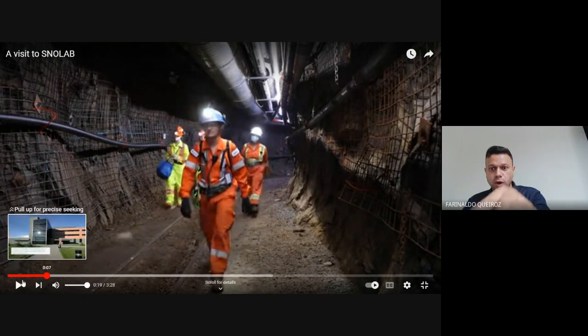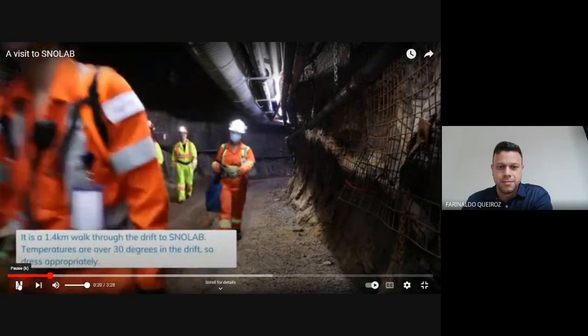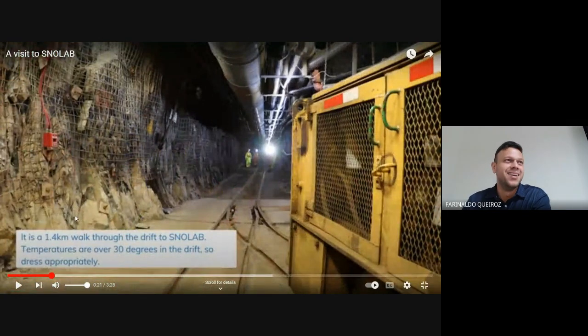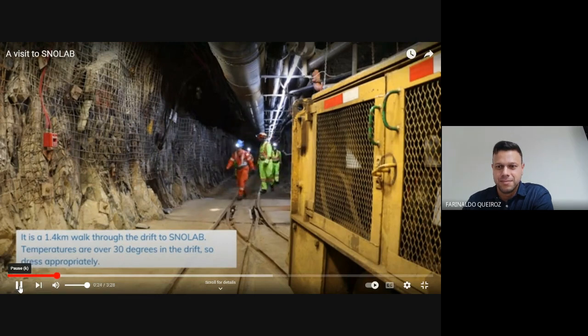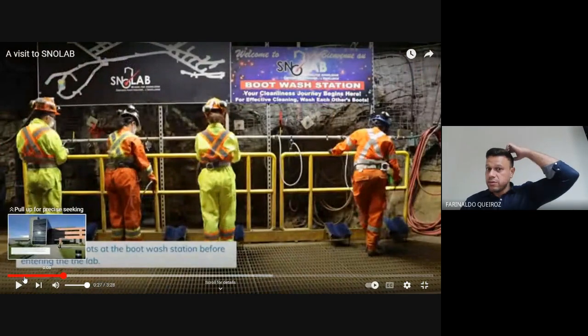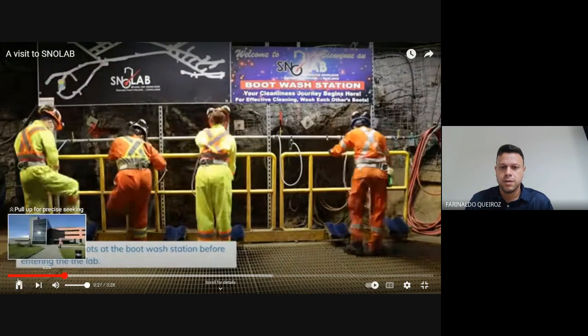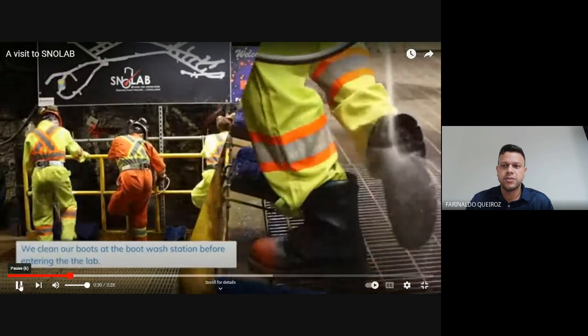And those guys are scientists, okay? They are scientists, not security people. They're coming from home and going to the lab this way. So 1.4 kilometers walking to reach the lab. And now, before they really reach the lab station, they have to wash their shoes. They wash them, and then later they have to change their clothes.